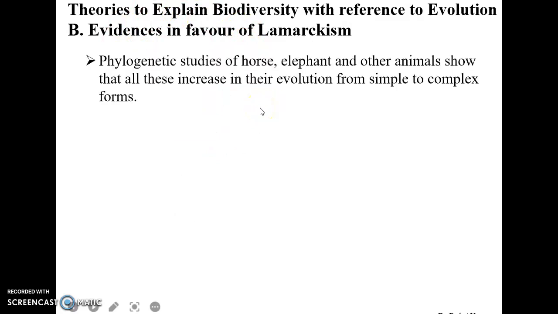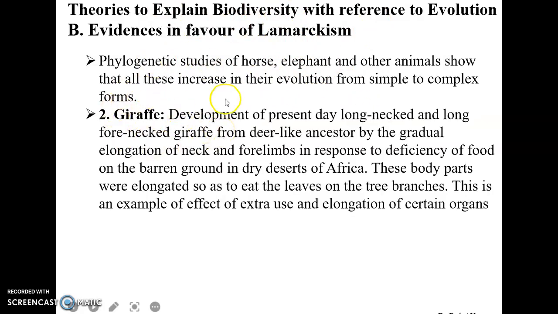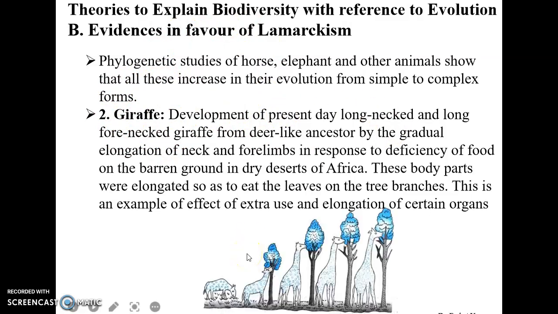There are certain evidences which are in favor of Lamarckism. For example, the phylogenetic study of horses, elephants, and other animals shows an increase in evolution from simple to complex forms. Another example mostly in favor of Lamarckism is the development of long-necked giraffes, as there was a need to graze on the trees, so they had to develop long necks to survive in the environmental conditions.